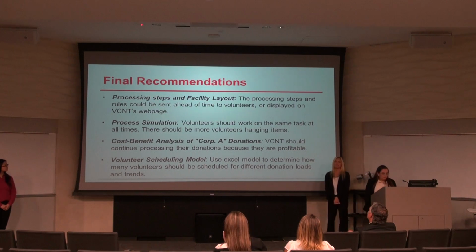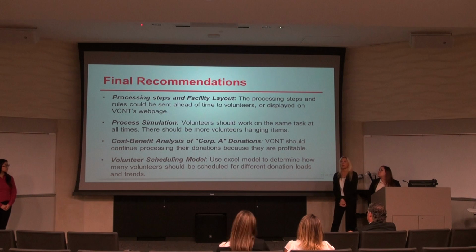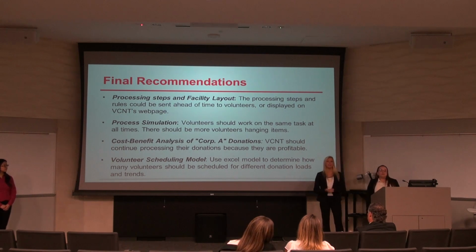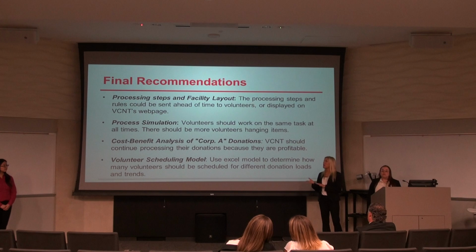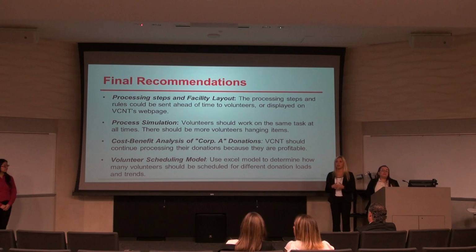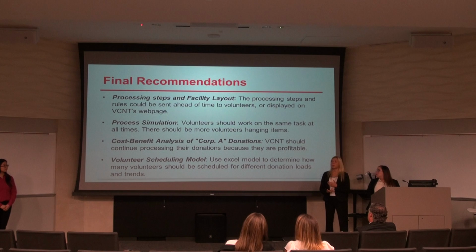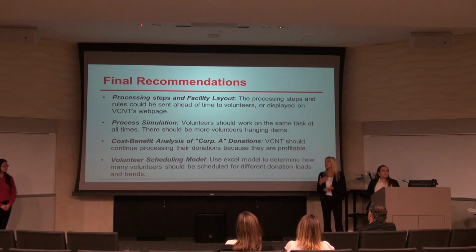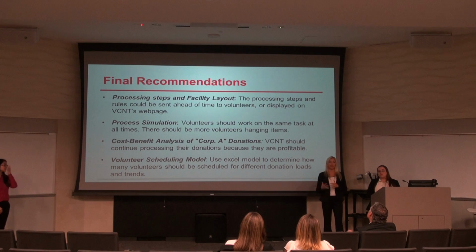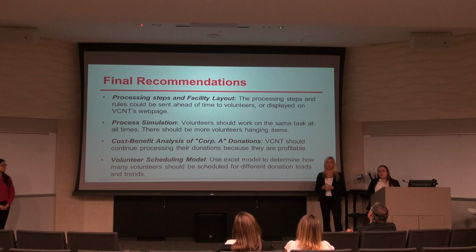So our final recommendations for the 4 parts, starting with processing steps and facility layout: we recommend that the Volunteer Center provides the processing steps that we created in an email, on their website, or located in their store, so that volunteers can use that as reference to more efficiently process the items they are taking out of the boxes. For the process simulation, we recommend that the volunteers only focus on one task to increase the learning curve and also have more volunteers working on hanging items.